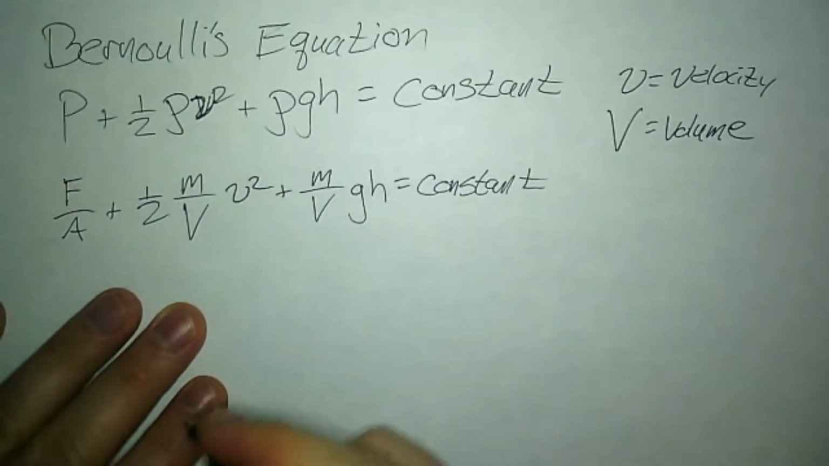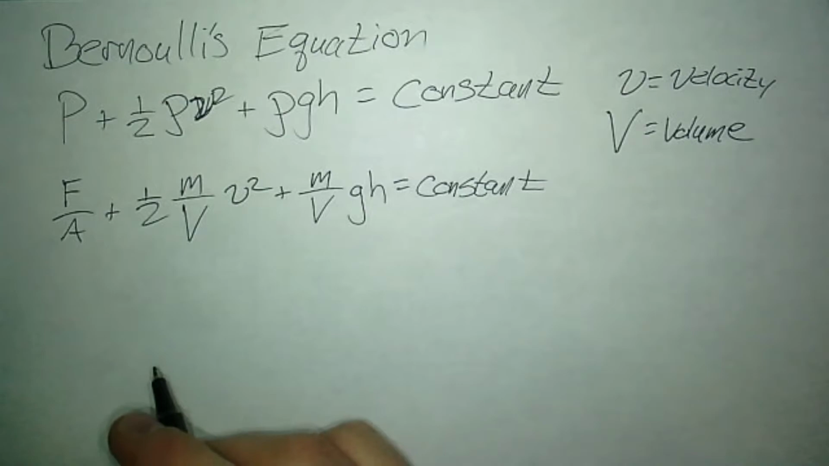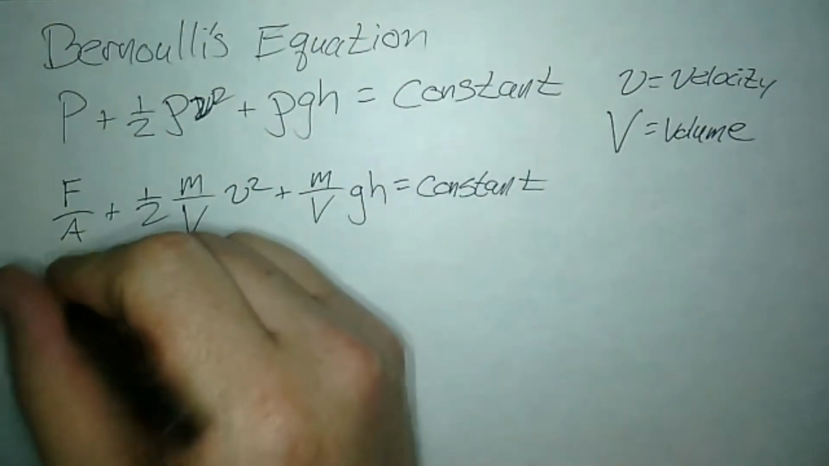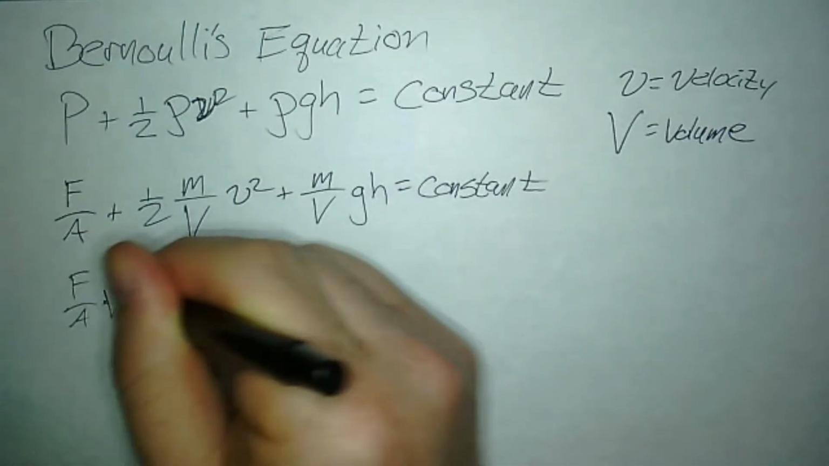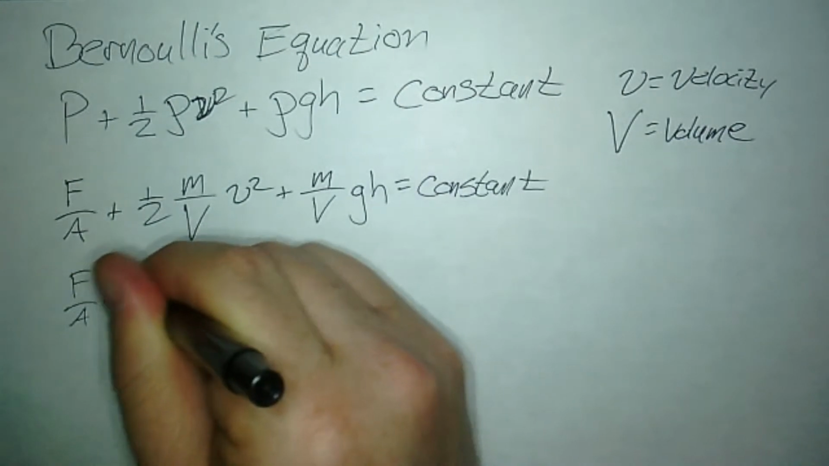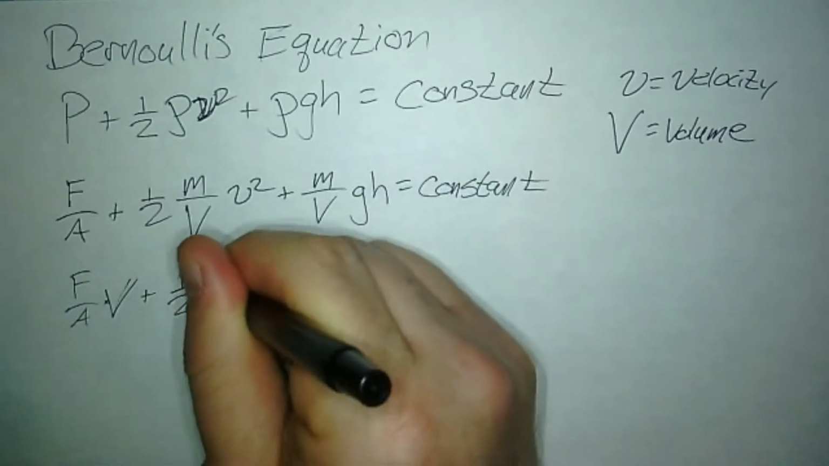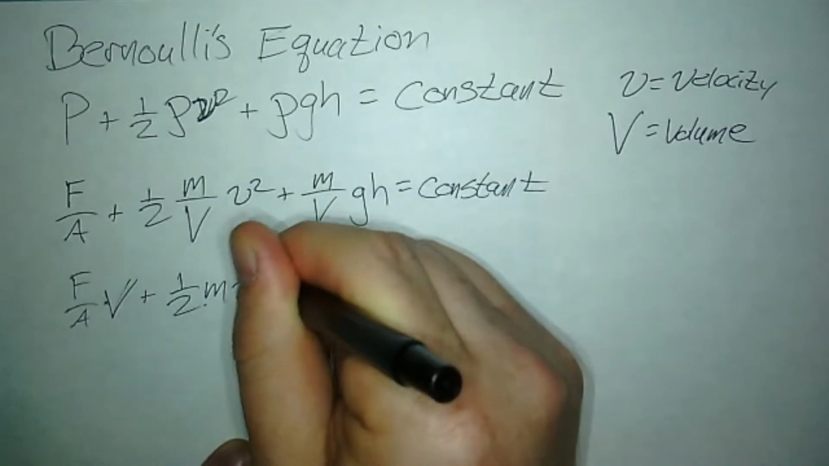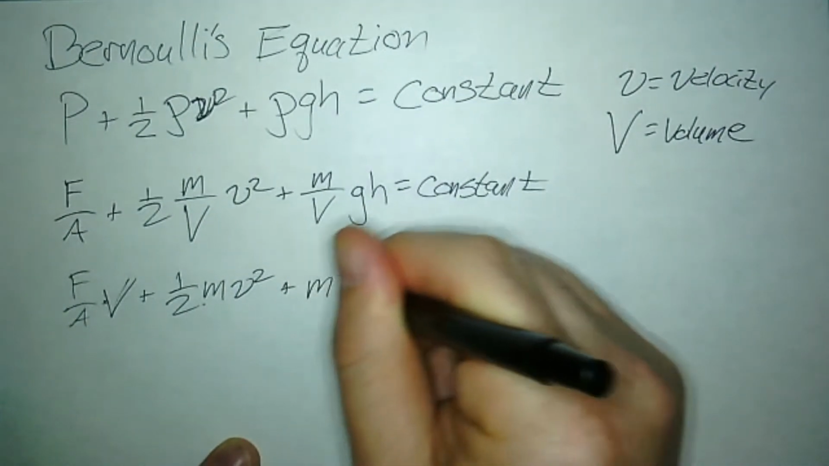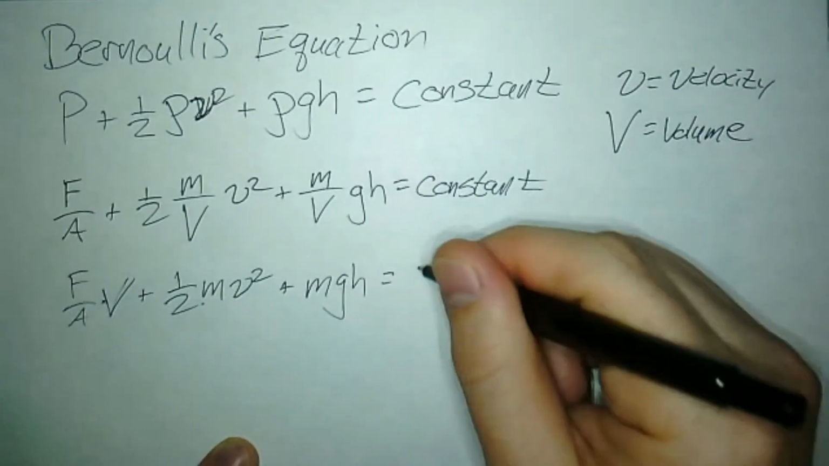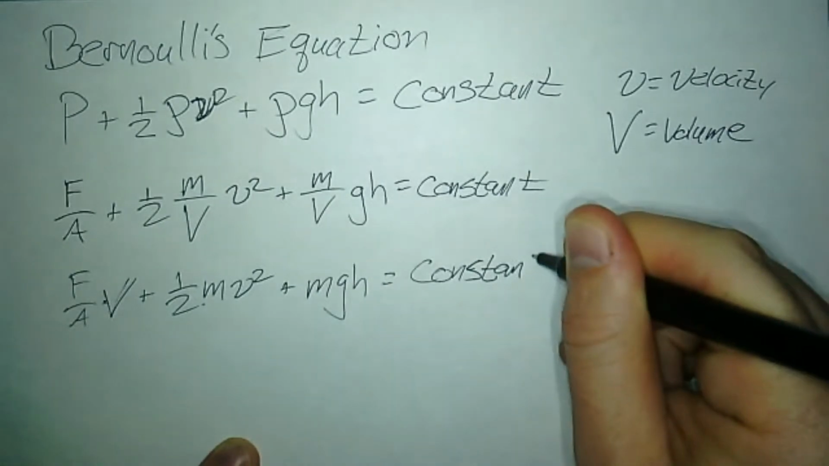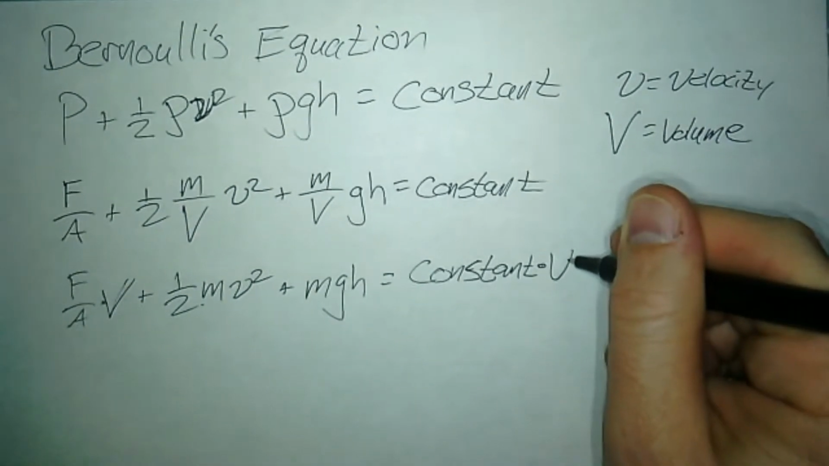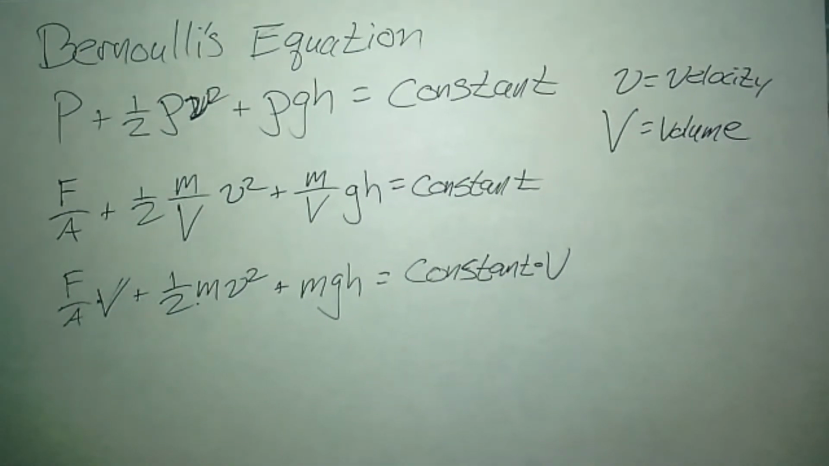So now I want to multiply both sides of this equation by the volume. So I get force over area times volume plus 1/2 m v squared plus m gh equals a constant. And this is a different constant, but we could do constant times V if you want to keep track of it. It doesn't really matter, it's just a different constant.